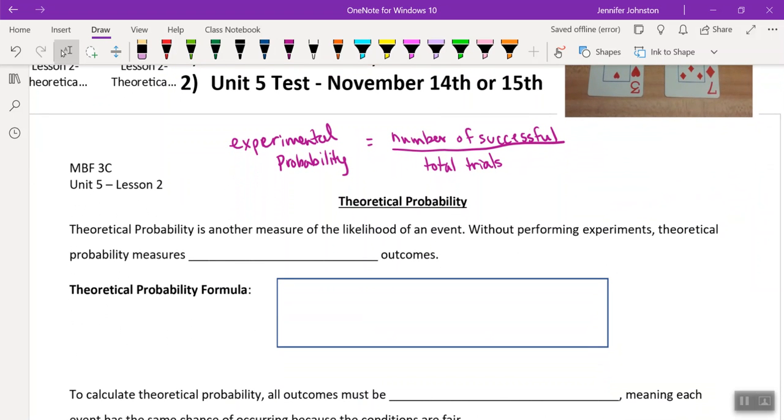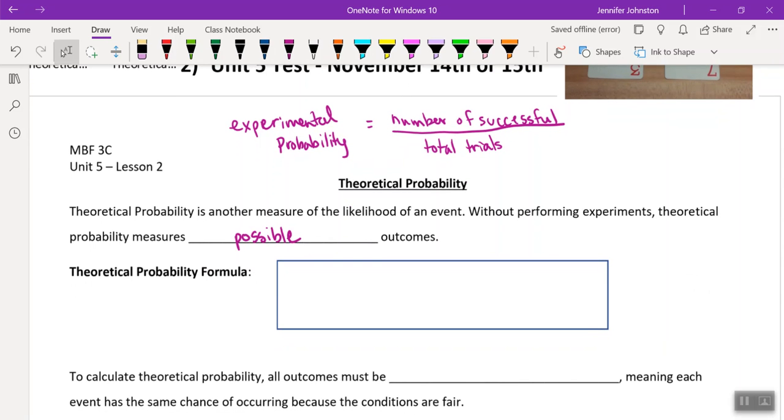But theoretical probability is the measure of the likelihood of the event actually occurring. So without performing it, what's the probability of this measurement? What are the possible probabilities of rolling a 2 out of 6? That'd be 1 out of 6 times. All right, so our theoretical probability formula is, again, we have to put P of the event. So the event would be like rolling a 2, is equal to your number of successful outcomes divided by the number of possible outcomes.